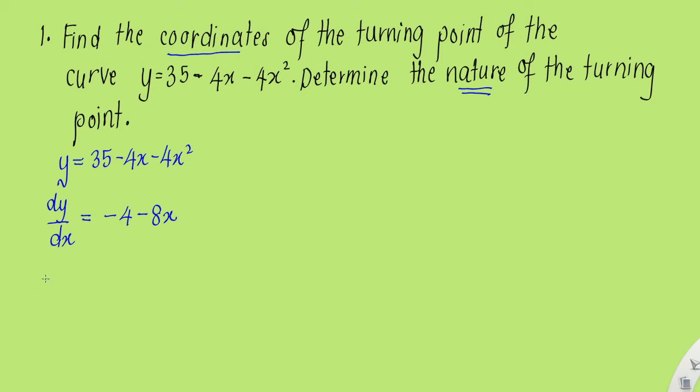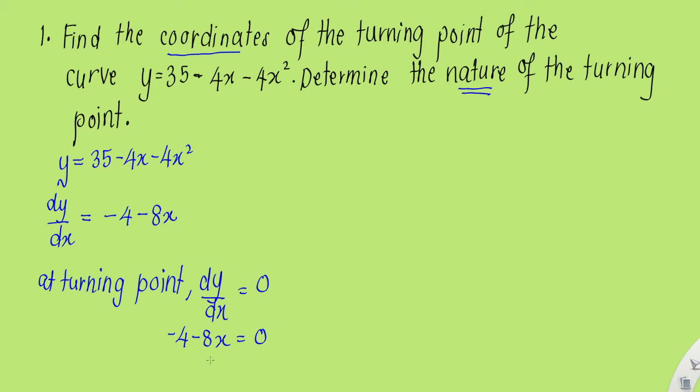So at the turning point, your gradient function dy/dx will be 0. So you let the entire -4 - 8x = 0. From here you find your x. So you move the -4, and we get -8x = 4. So x = -1/2. Up to here, you already get your x value. That means at that point where it's turning, your x is -1/2.